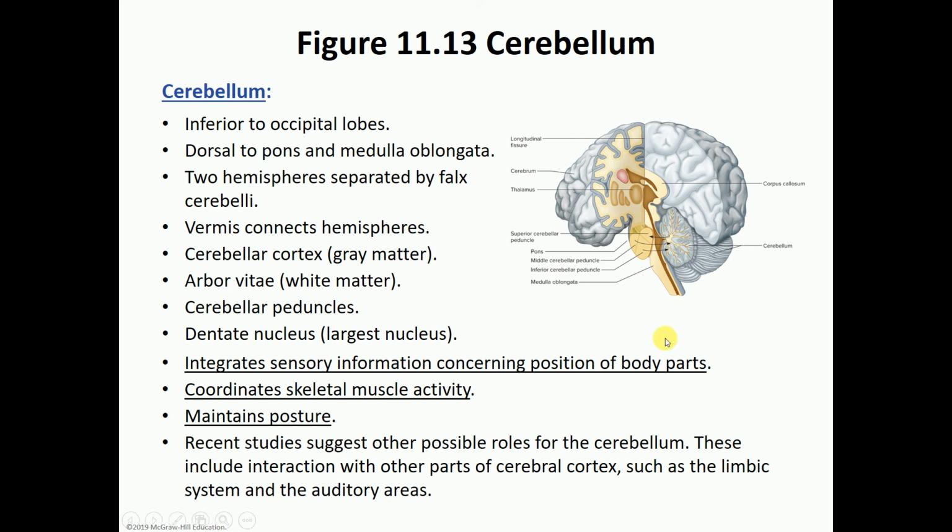Now, all of that proprioceptive information has to go through the cerebellum in order to help coordinate our skeletal muscle activity and maintain your posture. So again, it gets proprioceptive information from the body in order to help coordinate skeletal muscle activity and maintain posture.